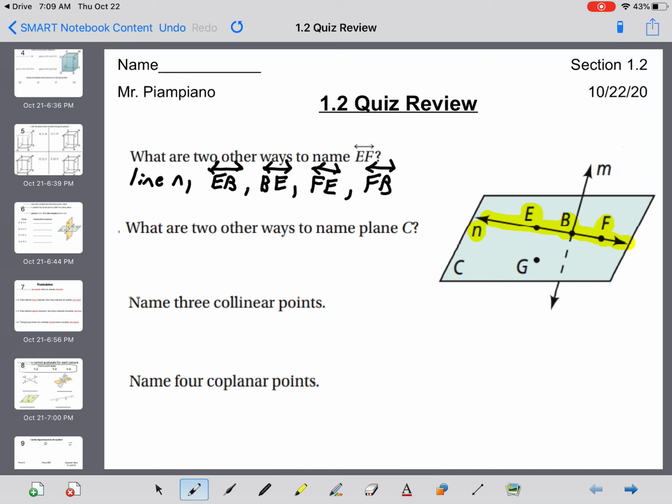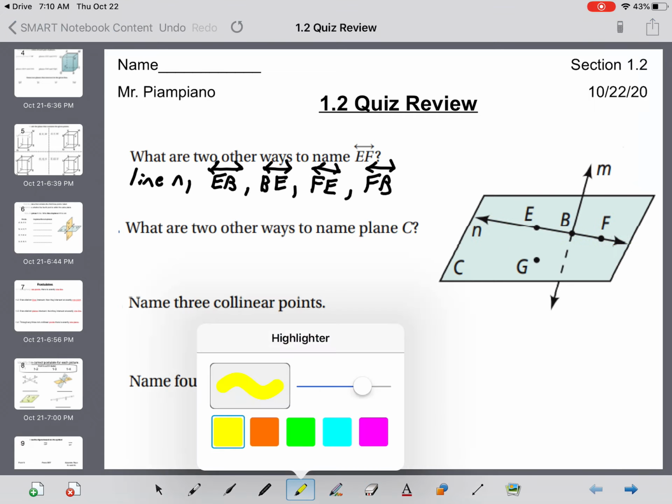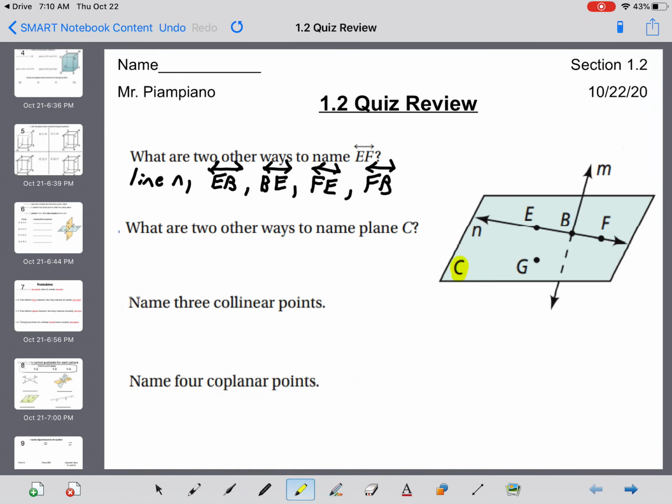What are two other ways to name plane C? Well, plane C is designated as such because they gave us this letter in the corner with no point. Now, to name a plane, all you need is 3 points within the plane. So you could do any combination of these 4 points. Okay, so here's two examples. Plane GEB and plane EBF.